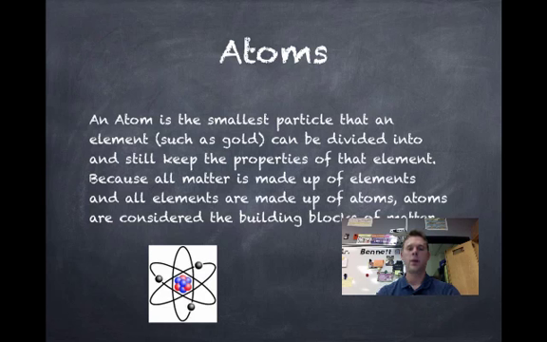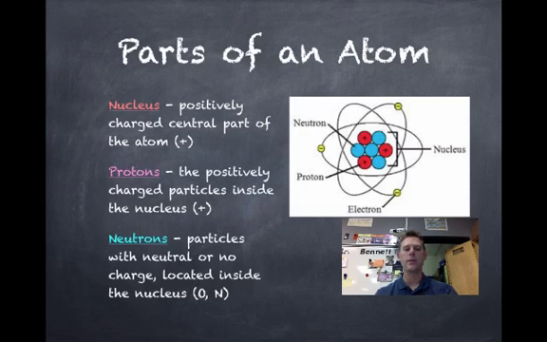An atom is the smallest particle that an element, for example, gold, can be divided into and still keep the properties of that element. Because all matter is made up of elements, and all elements are made up of matter, or atoms, atoms are considered the building blocks of matter. So everything we have is made up of small atoms. Here are the parts of an atom.